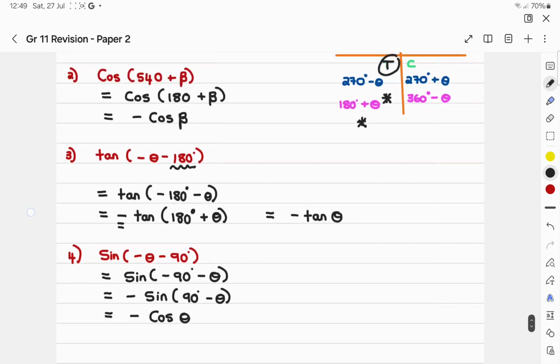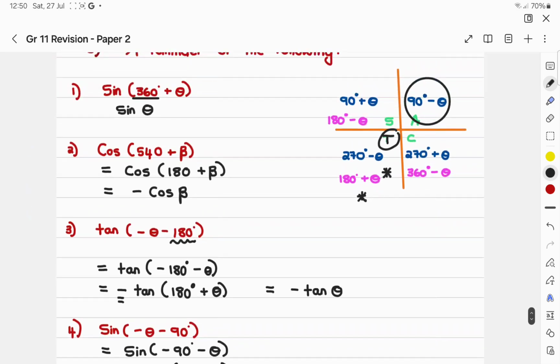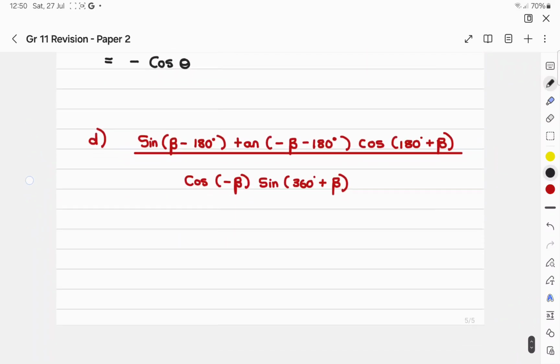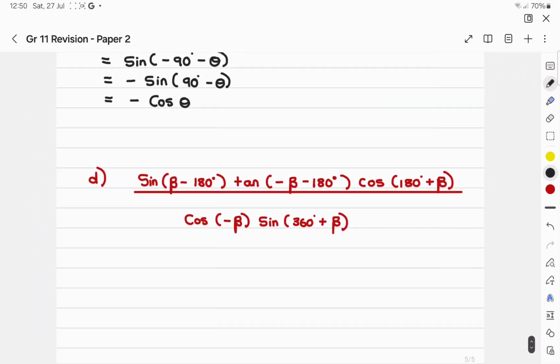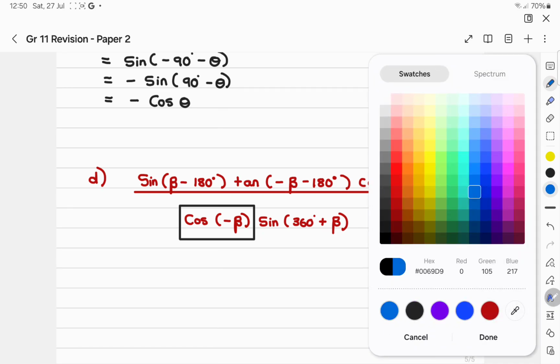Okay, please remember that. And yeah, so that's just what I wanted to explain to you again. So let's quickly have a look at this one, and especially this little sneaky one over here. I just want to explain that one because it's a little sneaky bugger. Okay, so sine of beta minus 180.